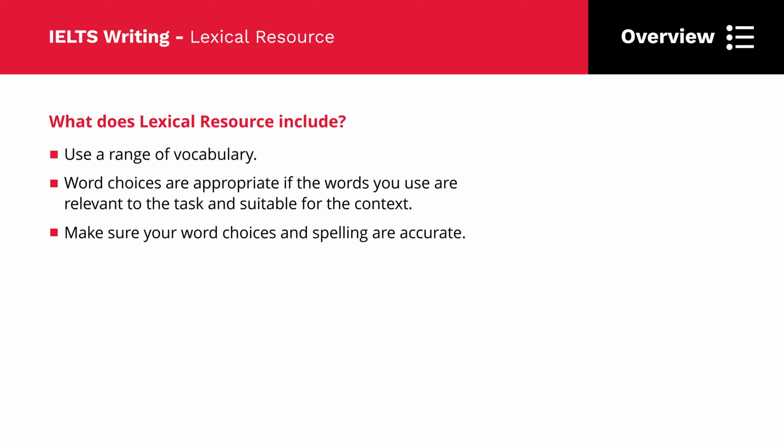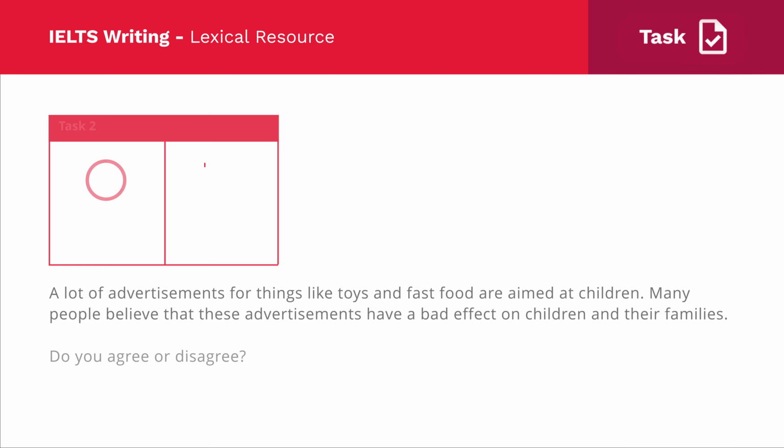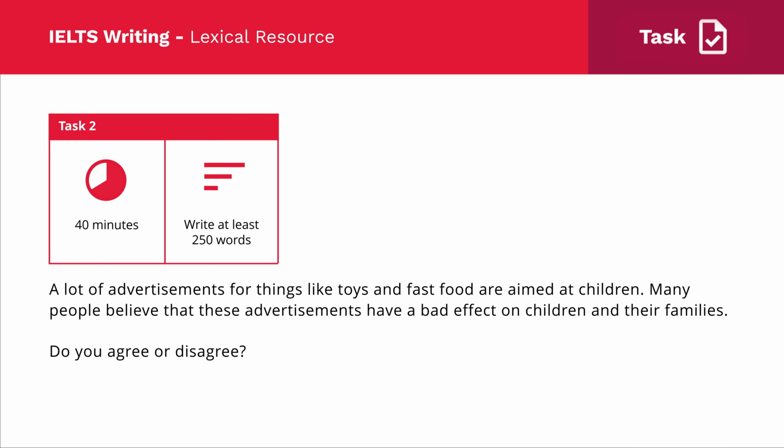Accuracy is important. The words you choose need to be the right words for the topic and context, and accurate spelling is also important. Let's have a look at some responses now. First, look at this Task 2 question. The topic is about advertisements that are targeted at children.